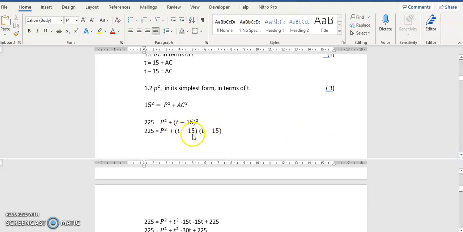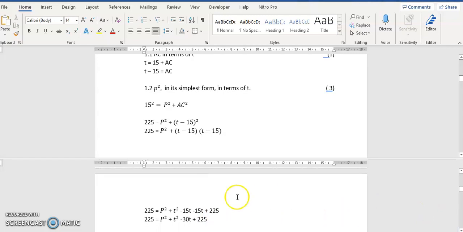Let's expand. T times T is going to give us T squared. T times minus 15 will give us minus 15T. Minus 15 times T is going to give us minus 15T. Minus 15 times minus 15 will give us plus 225. Then minus 15T minus 15T will give us minus 30T plus 225.